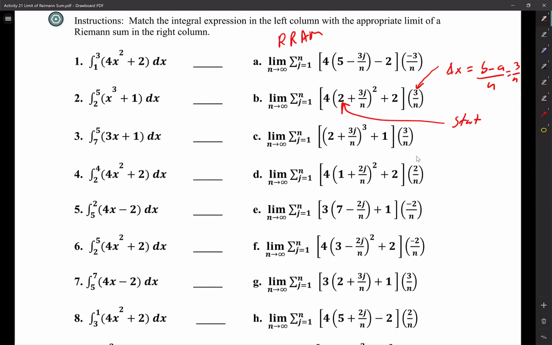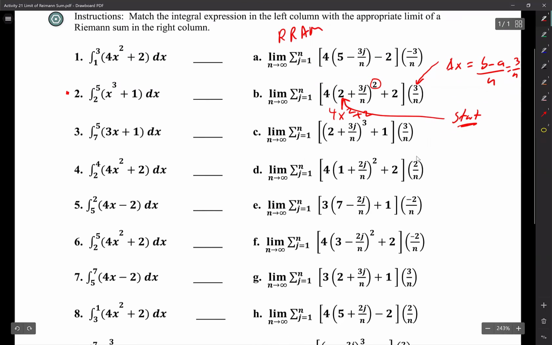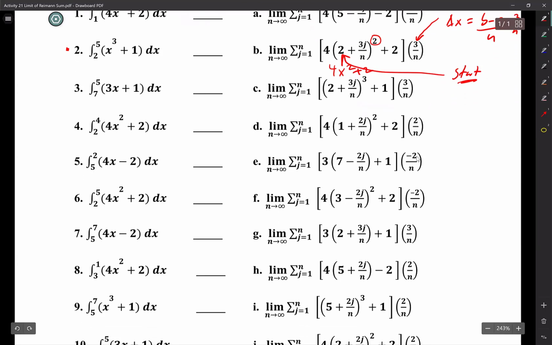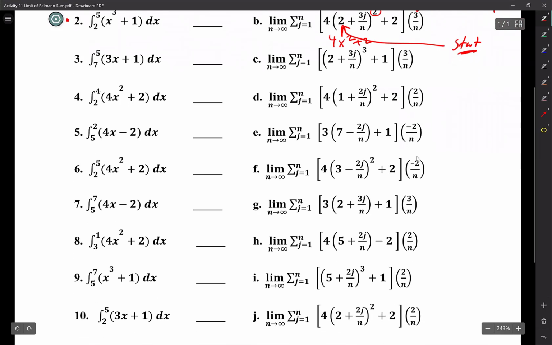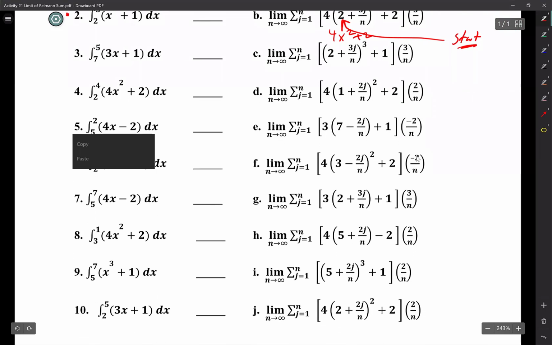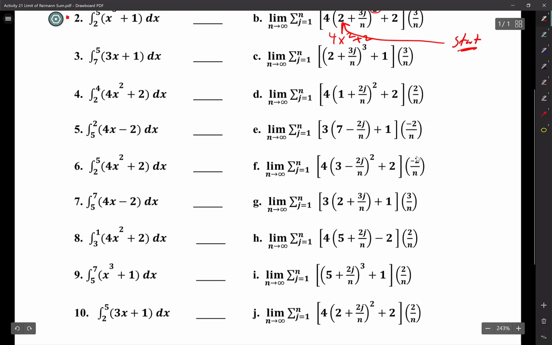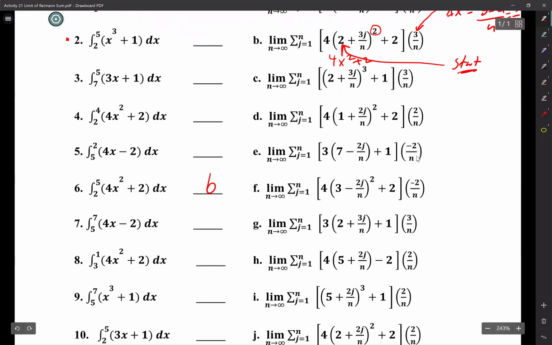All right, look for a starting at 2 and ending at 5. So 2 and 5, maybe that one. Notice that there's a square, so this looks like 4x squared plus 2. So look for that, 4x squared plus 2, starting at 2 and ending at 5. There it is, number 6. 4x squared plus 2, starting at 2, ending at 5. So number 6 is letter B.